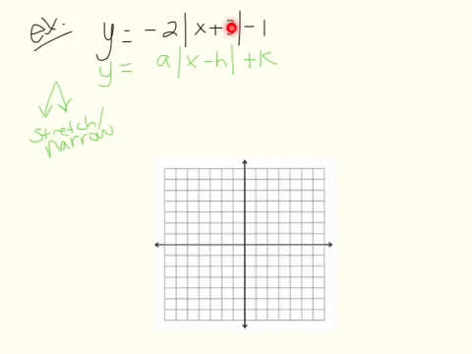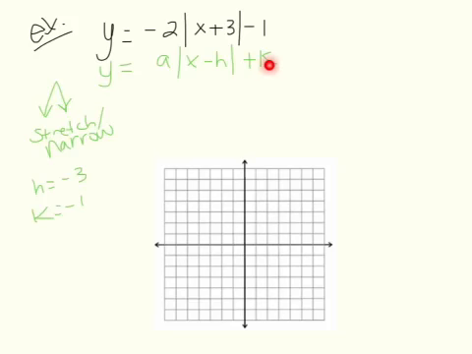This 3 right here, that's my h. You always change the sign of your h. So my h is negative 3. And then this is my k. So you keep the sign of your k, so my k is negative 1. So this is what we should be able to tell right away just by looking at the equation. And we'll have practice on that. But you need to remember this.